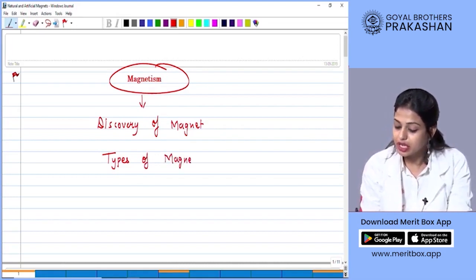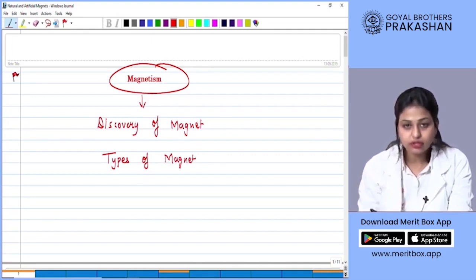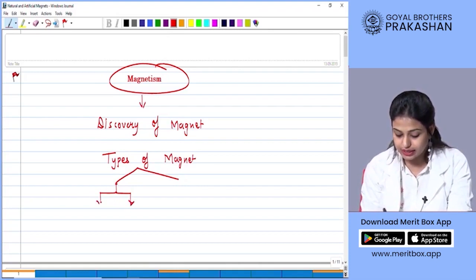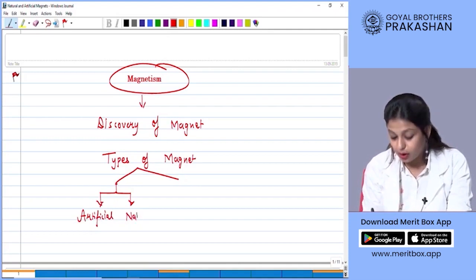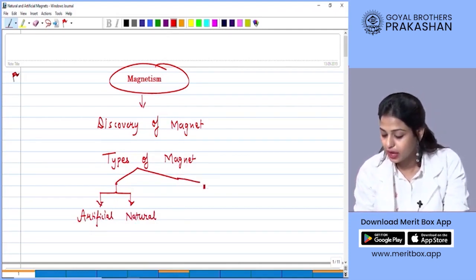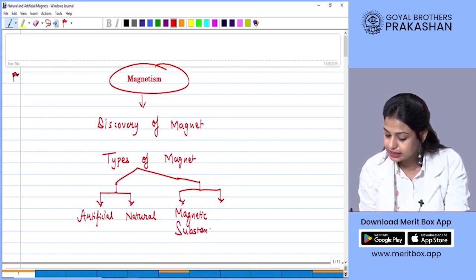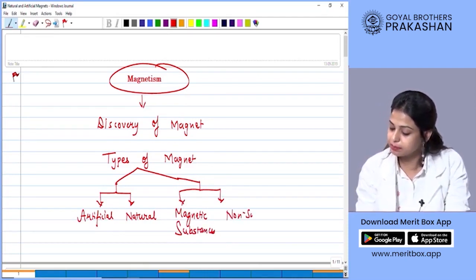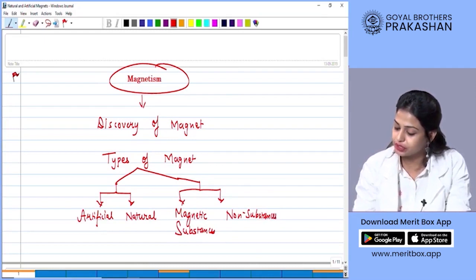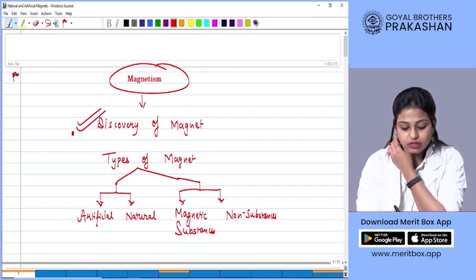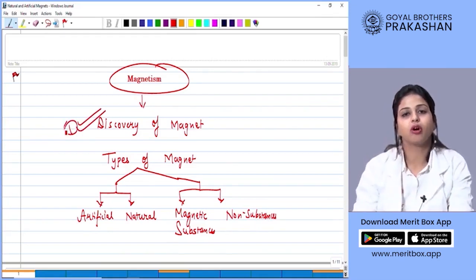In these further topics, we are going to classify the magnets into two categories. One is whether it is artificial and natural, and the other one is whether we have magnetic substances or non-magnetic substances. So this is a snapshot of what we are going to learn in further classes. Okay students, so let's begin with the very first topic, that is the discovery of magnet.